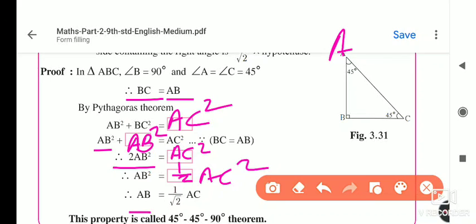So from this we understand that in a 45, 45, 90 triangle, the remaining two sides of the triangle are 1 upon root 2 of the hypotenuse. In this way we can say this is the 45, 45, 90 theorem, and in this way we can prove it. Understood? We have to use only the Pythagoras theorem in this triangle.